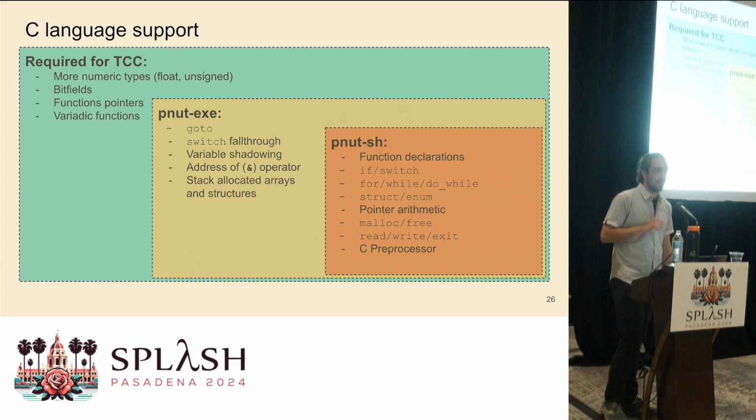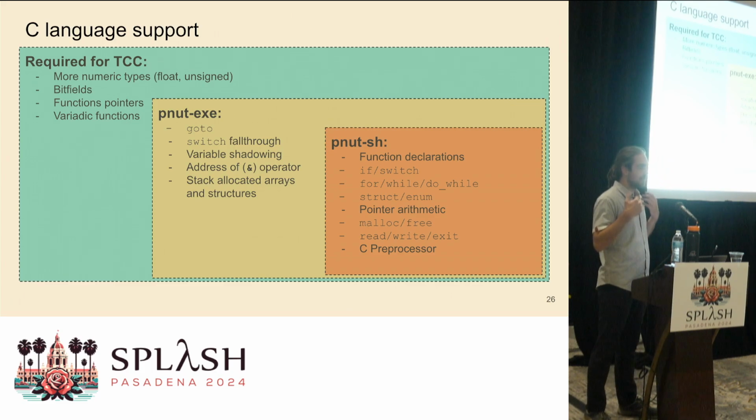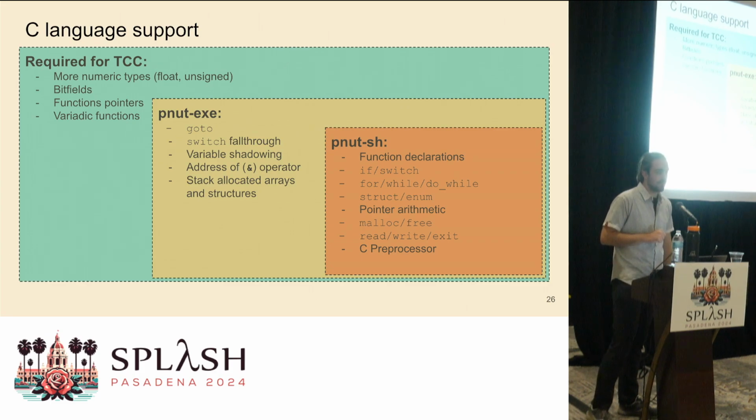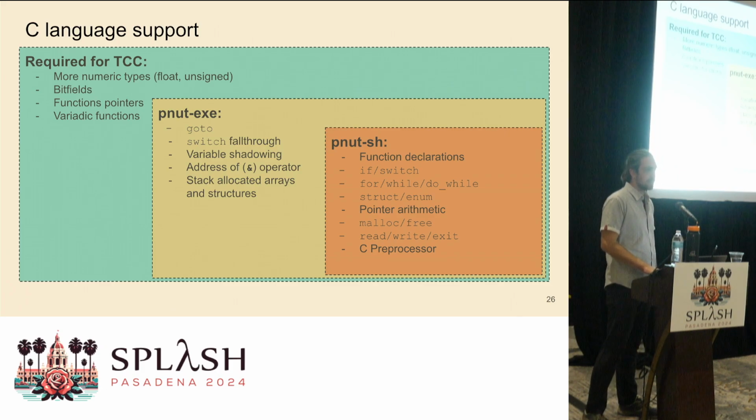And then to compile TCC, there are things we don't yet support. Those are, for example, floats and unsigned numbers, bit fields, function pointers, and variadic functions, but it should be relatively quick to get there.